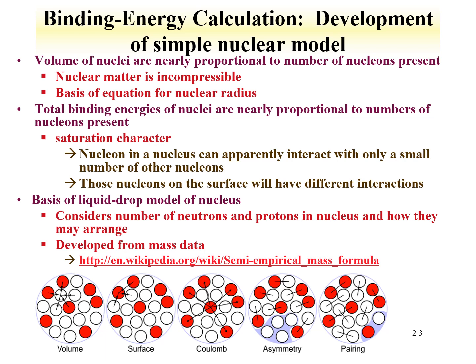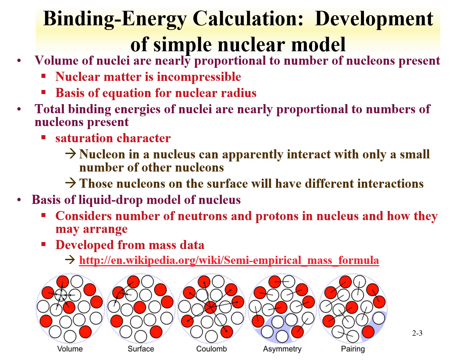The total binding energy of nuclei is nearly proportional to the number of nucleons present, so there's a saturation character. That means that the nucleons tend to only interact with a small number of other nucleons. So if we thought of water, water only tends to interact with other water around it. So it seems to be a reasonable model.